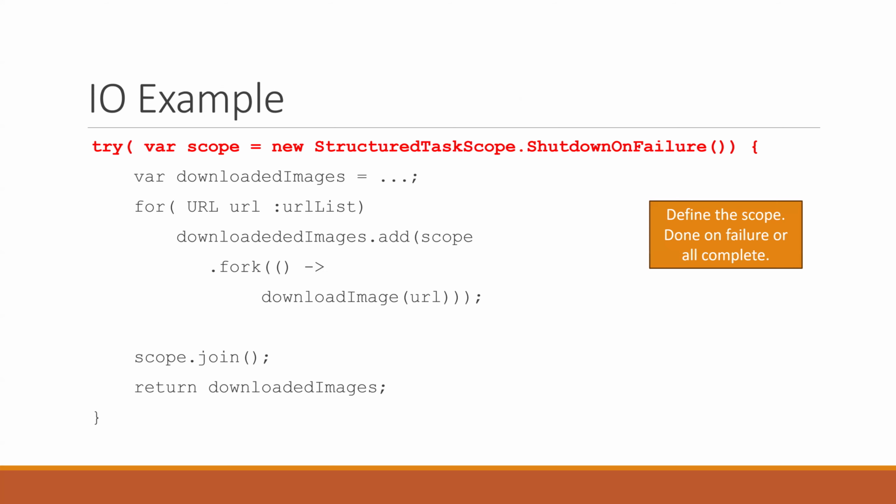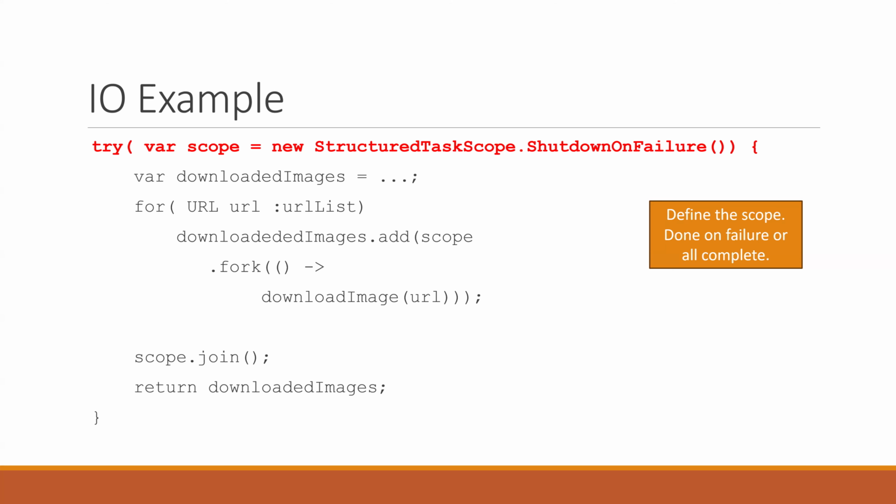Okay, let's move on. Let's do an IO example now, because we've shown a CPU example. And the more examples you see, we're going to see different things, okay? So first thing is what? Define my scope, right? And I define my scope as a structured task scope. And I'm going to shut down on failure, right? So if I do get a failure, I'm going to shut down, or I'm going to wait for all to complete.